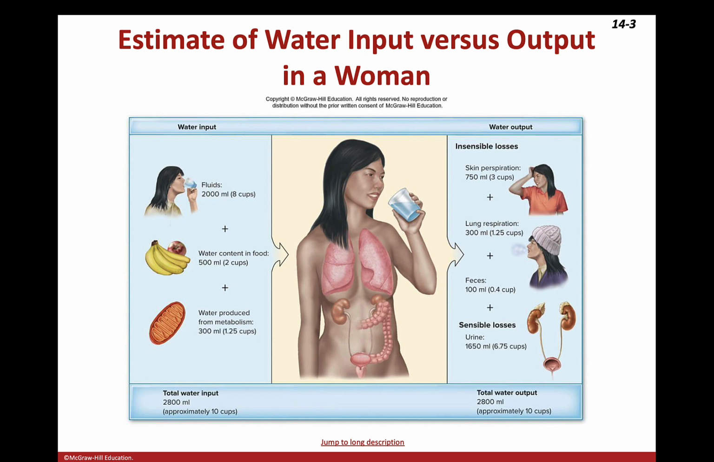But the majority of water that we lose, which we refer to as sensible loss, is via the urine. Here we're looking at approximately 6.7 cups that are going to be eliminated. And if we compare input to output, we are equal in this particular situation, and that really is the goal that we are striving for.